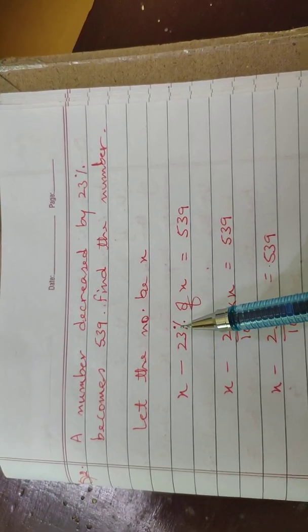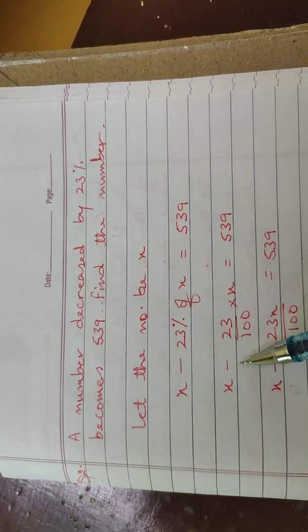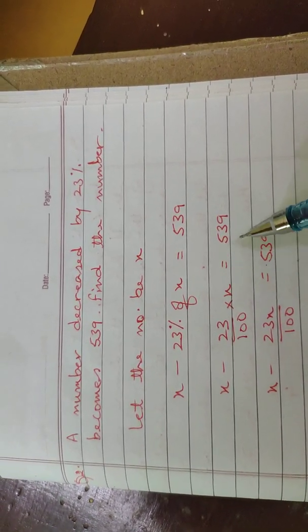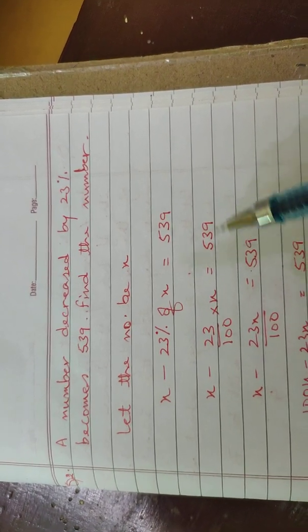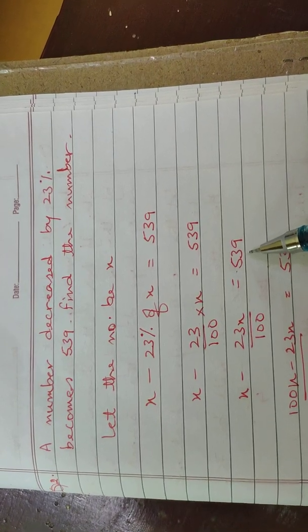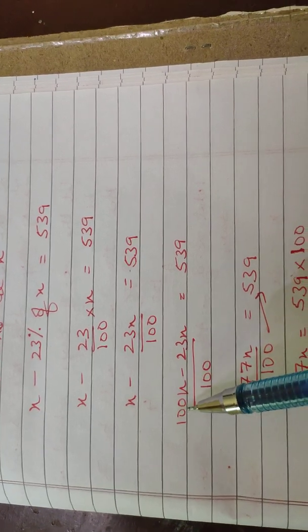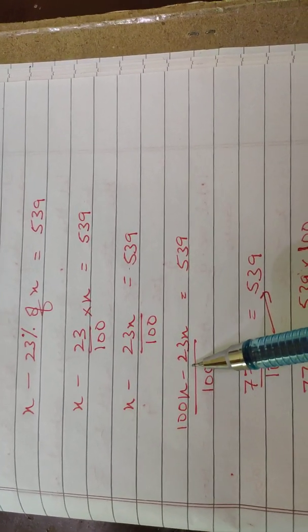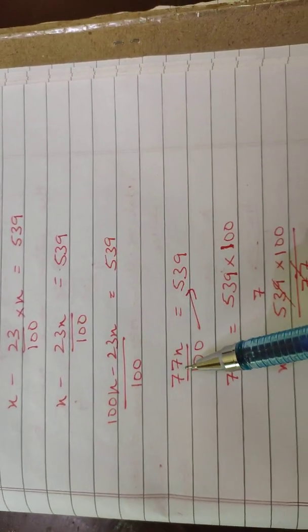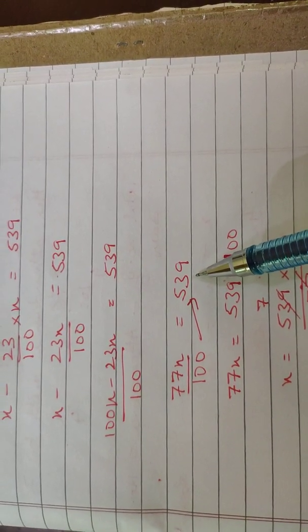So on further changing this 23% into a fraction, it can be written as x as it is minus 23 upon 100 of, meaning into x, equal to 539. This will be x minus 23x upon 100 equal to 539. Then on taking the LCM as 100, this will give us in the numerator 100x minus 23x equal to 539. On further solving, you will get in the numerator 77x upon 100 equal to 539.